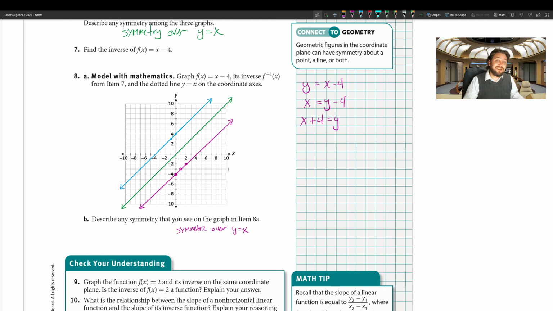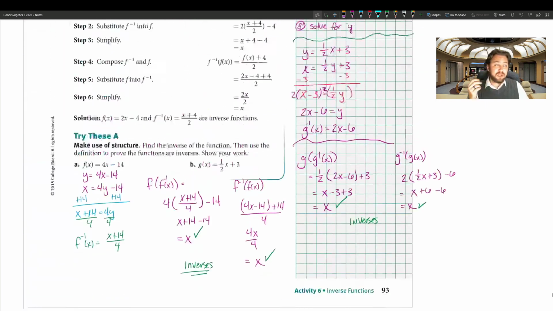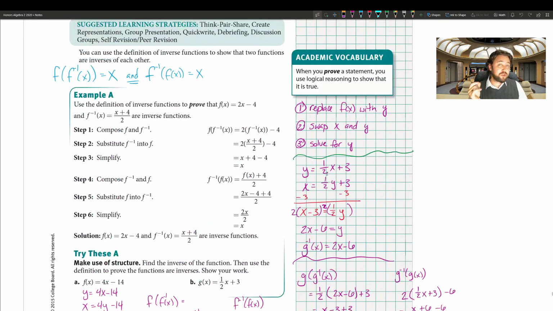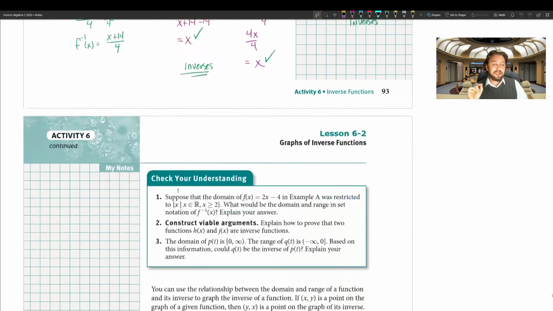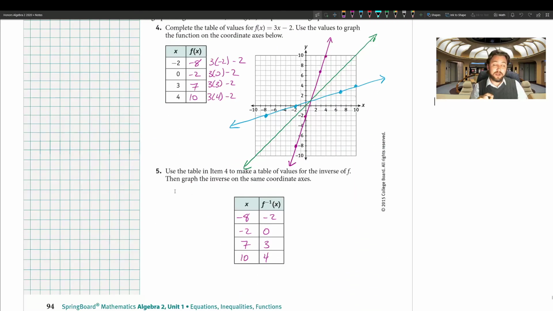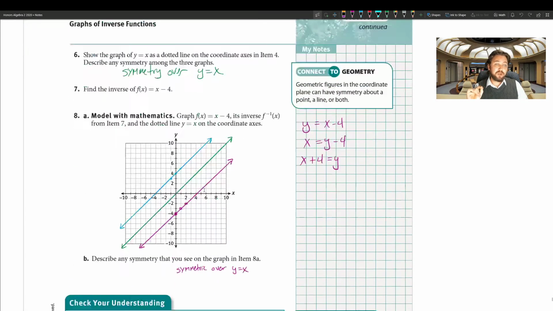All right, so your big takeaways for this section. Takeaway number 1 is the steps to algebraically finding an inverse function. That's takeaway number 1. Takeaway number 2 is how to prove functions are inverses of each other by substituting f into its inverse or the inverse into f. And the third thing that I hope that you took away is that if you graph a function and its inverse, it is symmetric over the line y equals x.